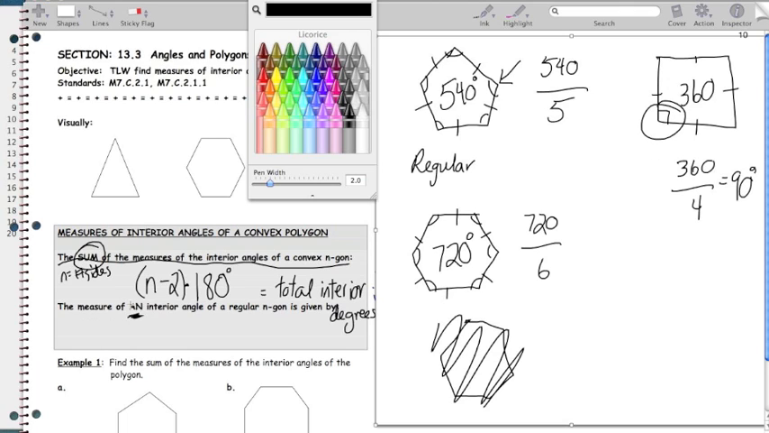So for the second part, if they just want an interior angle, you're going to do the same formula, n minus 2 times 180, and then you could get your answer, and then divide that by how many sides you have. Here we had 5 sides, so we divided by 5. Here we had 6 sides, we divided by 6. 4 sides, divide by 4. So you divide by how many sides you have. Again, n is equal to your number of sides.